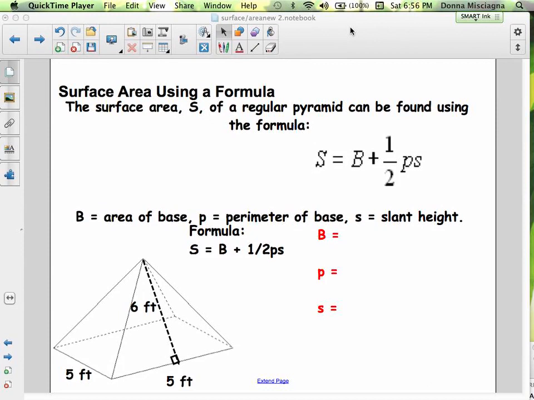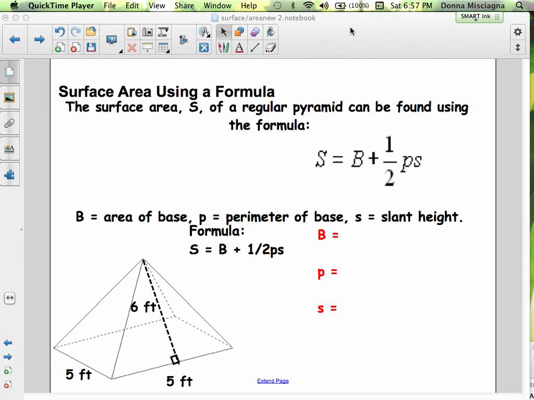Welcome back to pyramids. So now we're going to be finding the surface area of pyramids. I'm going to be solving out 6 problems with you. All right, so surface area of a regular pyramid can be found using the formula area of the base plus half the perimeter times the slant.